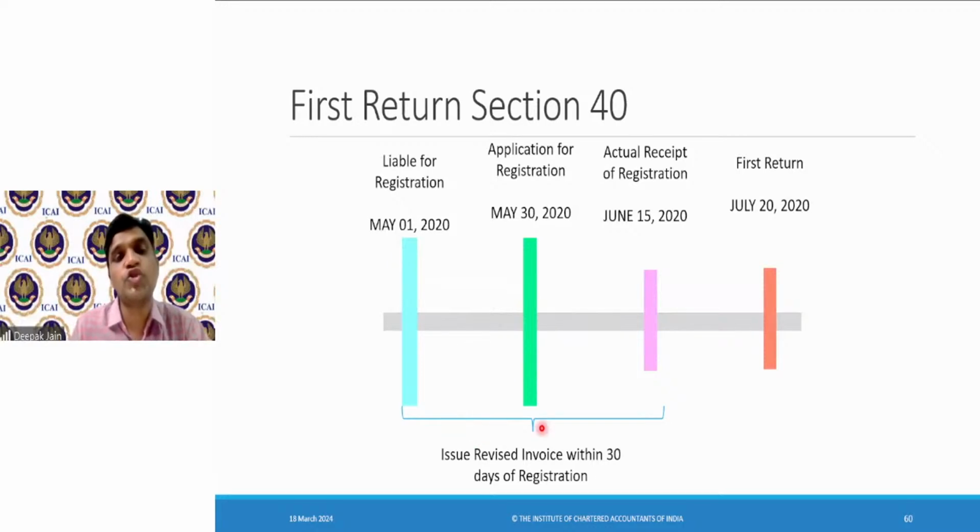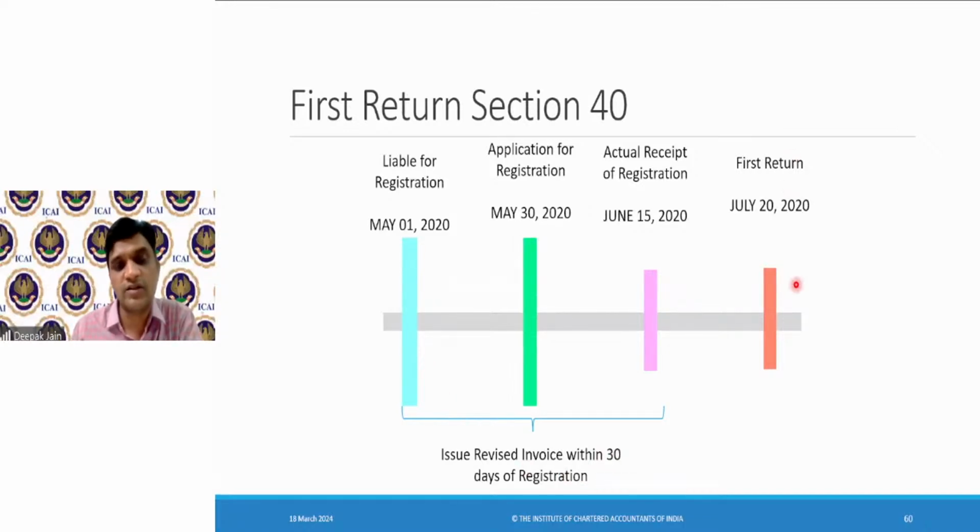So I can issue a revised invoice for this period because the recipient has to claim the credit. So I can issue a revised invoice within 30 days of registration, and I got the registration on June 15th. So I have to give a revised invoice within 30 days of the June 15th registration.